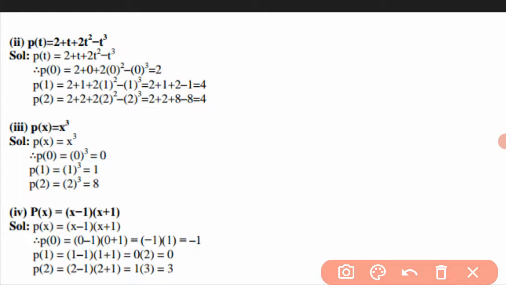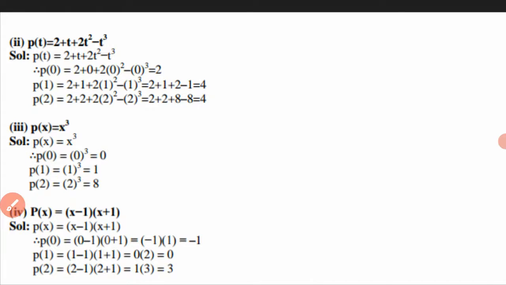Now after this, see the fourth part. In the fourth part we have p(x) equals x minus 1 into x plus 1. Now first we will put the value of x equals 0. By putting 0, the answer will be minus 1. Then in the second case, by putting x equals 1, the answer will be 0. Then in the next case, by putting x equals 2, the answer will be 3. So in this way we can find these values.